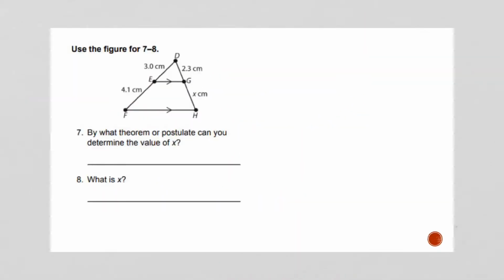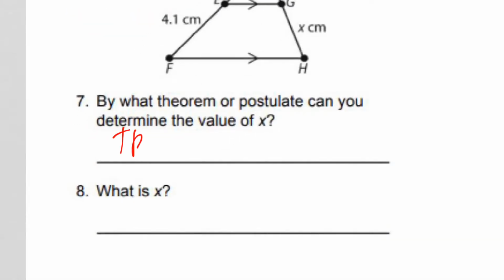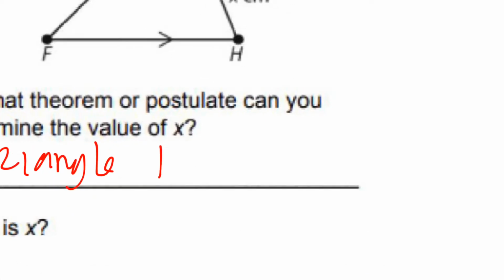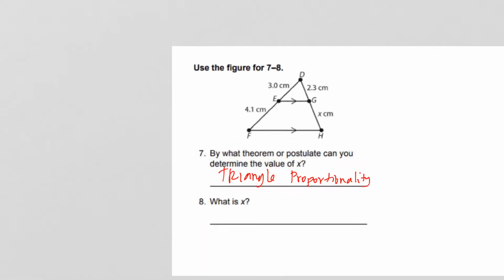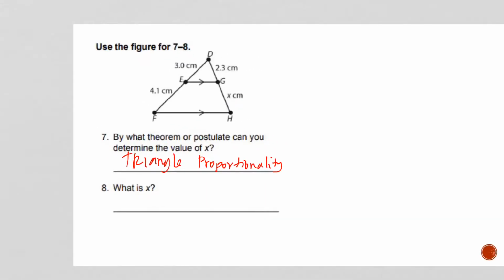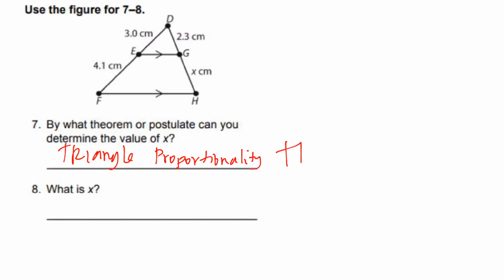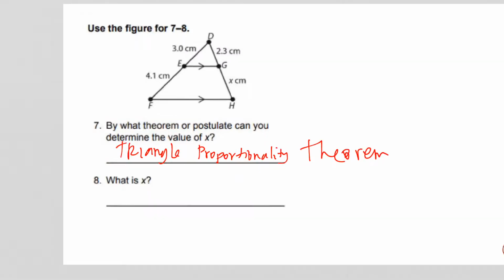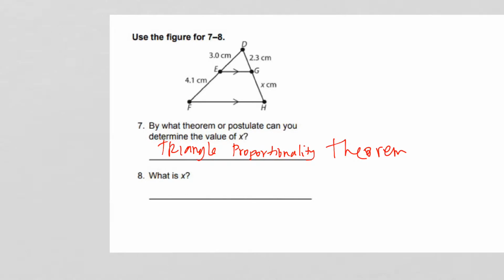Next question. This one's asking us what theorem is being used. Well, this is a triangle. So triangle proportionality theorem. It's a triangle proportionality theorem because since you're comparing the lengths of the sides, they have to be proportional. So this is the name of the theorem. Well, if you remember the triangle proportionality theorem, it said that DE divided by EF has to equal DG divided by GH. So now I'm just going to plug in my values and solve.